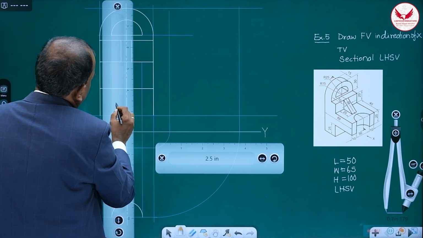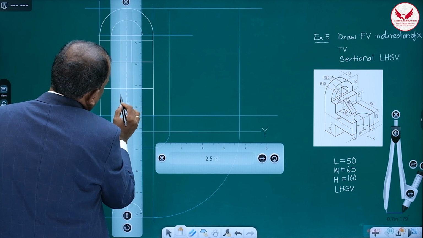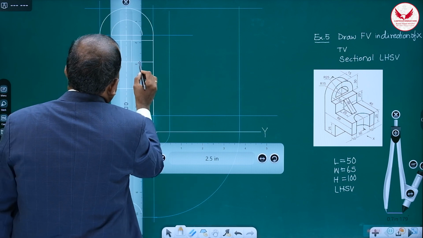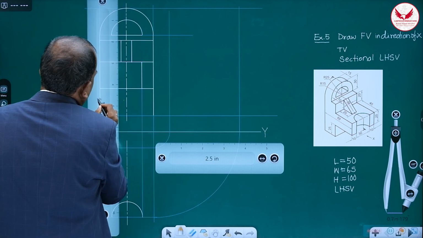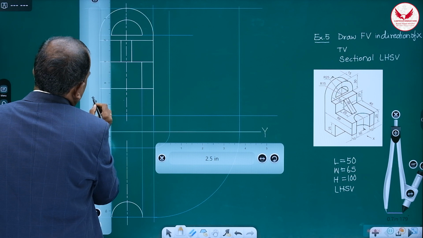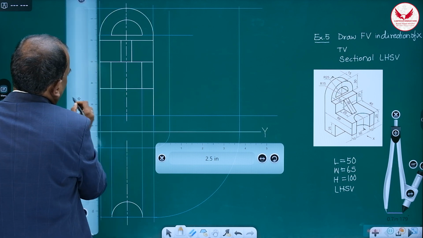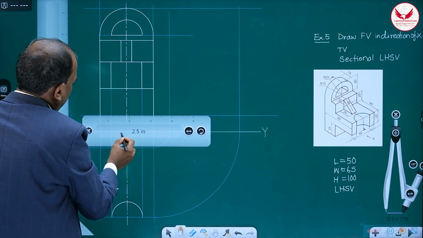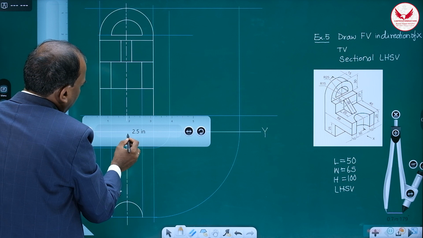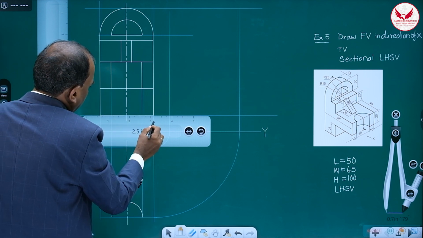Means in the front view, this semicircular part, only in one view it is going to be circular, in other two views it is going to be rectangle. Now here it is a rectangle of 30 by 25. Correct. And the lowermost portion, it is simply a rectangle of 25 by 50. So this is the rectangle of 25 by 50.